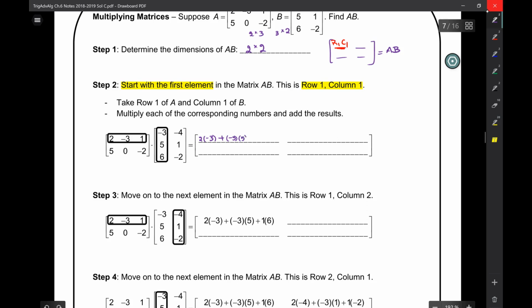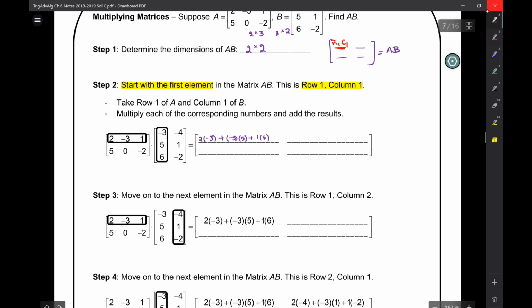I'm just writing them down for now. Plus the third number, 1 times 6. Okay, so look up here for a minute and see how I do it. It's this plus this plus this. All right, so just go down. So do you see why now the dimensions have to match up? Because then you run out of numbers to match with each other. Okay, so that's it for the first space.